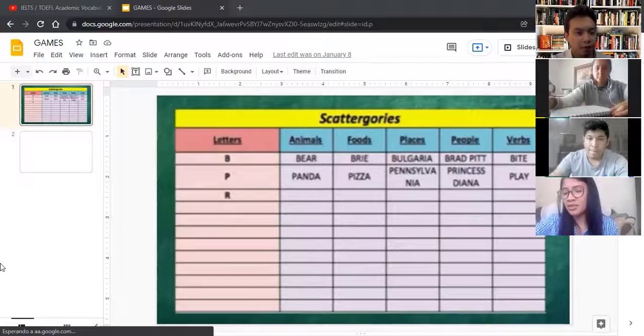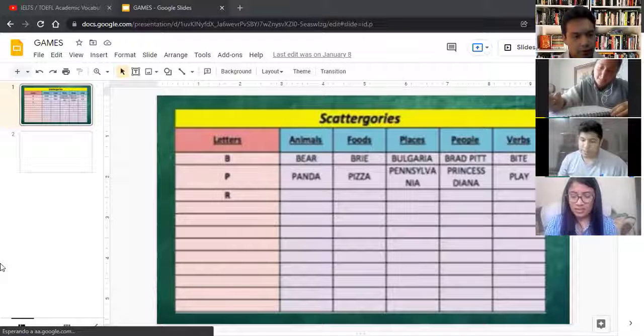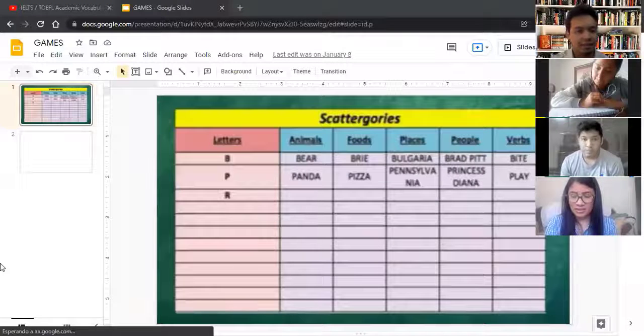The first one, if I remember, was Gerardo. So Gerardo, what did you get? Tell me. With R, in the box of animal, I put roach, cucaracha. Food, rice. Places, river. People, Robert Pattinson. Bear, ring. Ring. Nice. It's excellent. Well done.